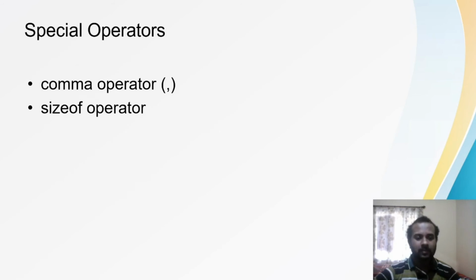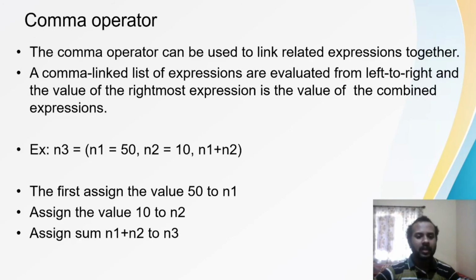Special operators, we have two special operators. One is the comma operator and the other is the sizeof operator. The comma operator can be used to link related expressions together. So when you have related expressions, that time you are going to use the comma operator. The expressions linked with commas are evaluated from left to right, and the value of the rightmost expression is the value of the combined expression.